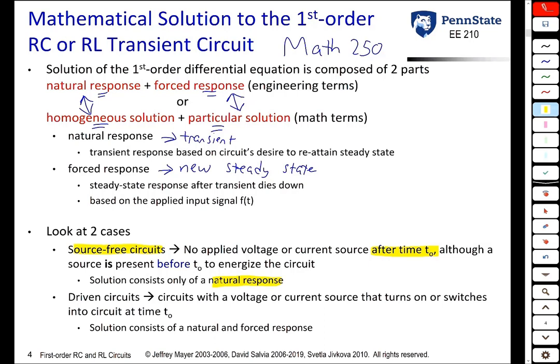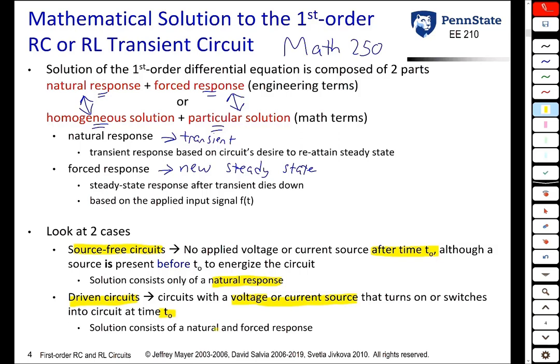The other class of circuits we're going to look at is driven circuits. Driven circuits are those where there will be at least one voltage or current source present after the discontinuity t0. There may or may not be sources present before t0, but you have to have at least one source present after t0 to have a driven circuit.